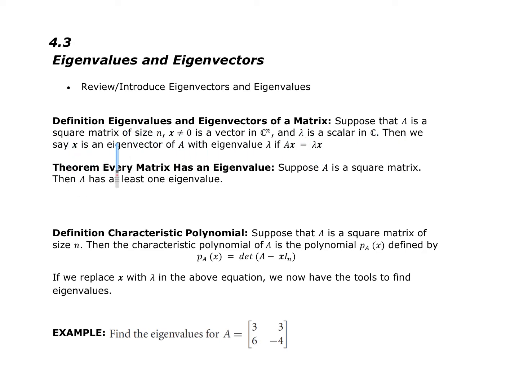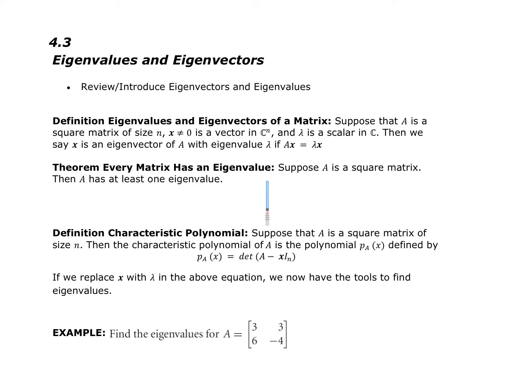Suppose that A is a square matrix of size n, and x is not a zero vector, and x is in the complex, which just means that the values in each entry are complex or real, and lambda is a scalar in the complex. Then we say x is an eigenvector of A with an eigenvalue of lambda if this is true: the matrix A multiplied by x ends up becoming lambda multiplied by x. These are vectors, by the way. X's are vectors.